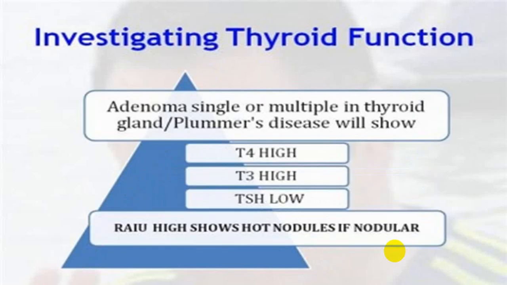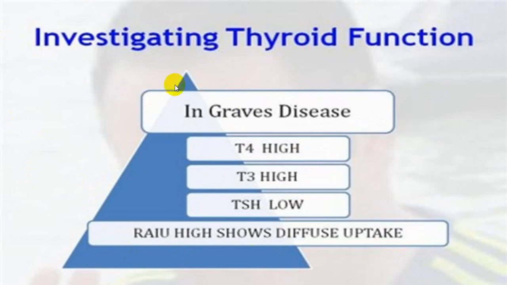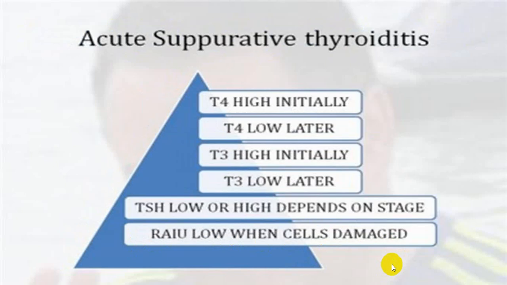If any person has a single adenoma or solitary adenoma or multinodular goiter and hyperthyroid, we call it Plummer's disease. T3 will be high, T4 will be high, TSH will be low. And if you take a radioactive iodine uptake study, it will show you a hot nodule. In Graves' disease, T4 will be high, T3 will be high, TSH will be low. Radioactive iodine uptake study will show you a diffuse smooth uptake because it is a smooth goiter.